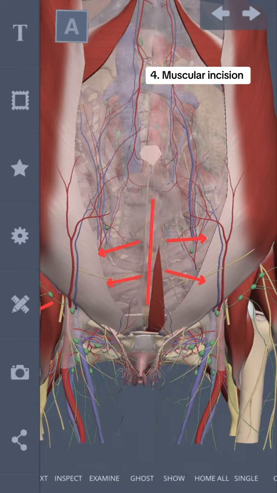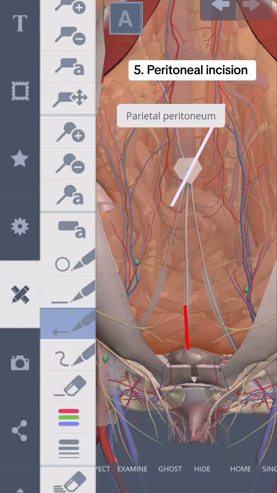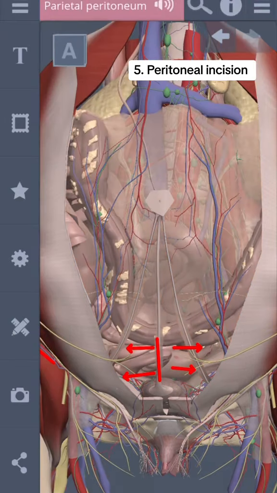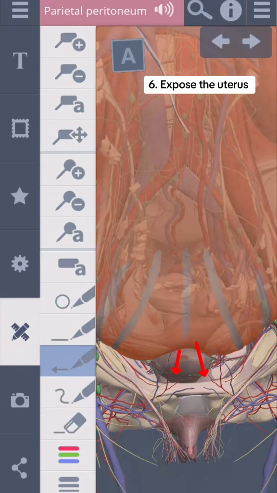The next layer a surgeon would be met with is the parietal peritoneum. A surgeon may use a technique known as tenting, where the peritoneum is pulled upwards and a small incision is made. Then a blunt dissection is performed to avoid damaging any of the underlying structures. A retractor is inserted to expose the lower segment of the uterus.